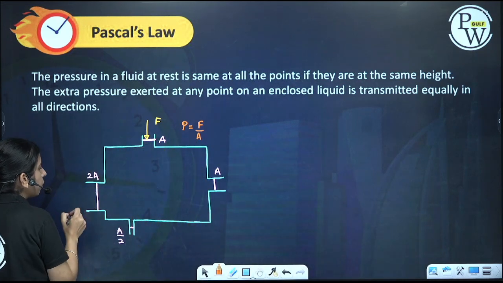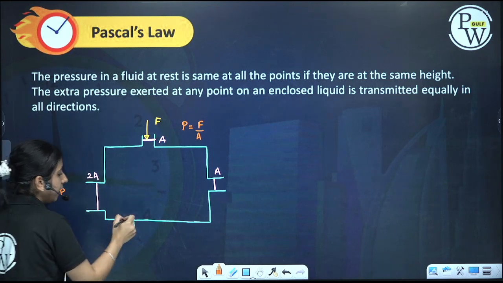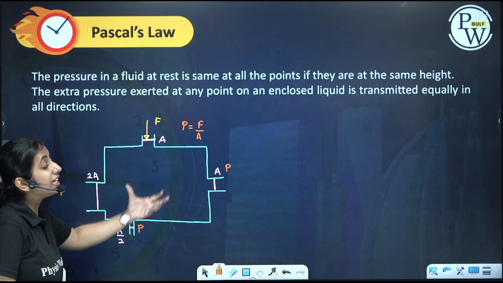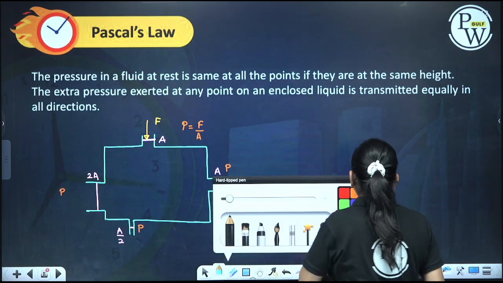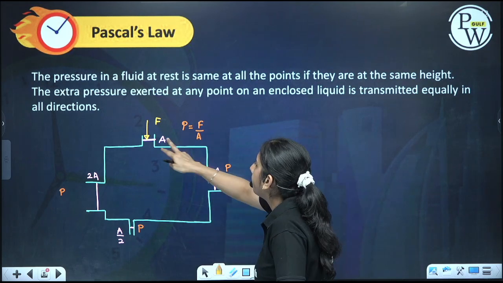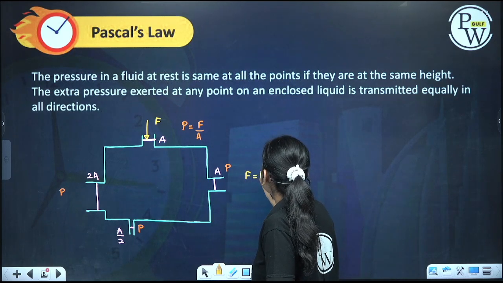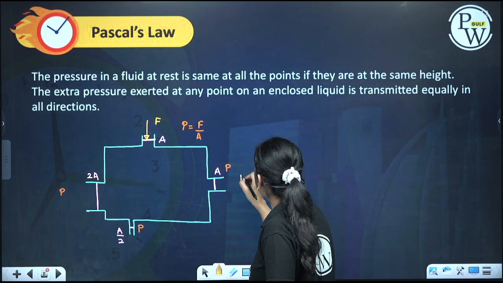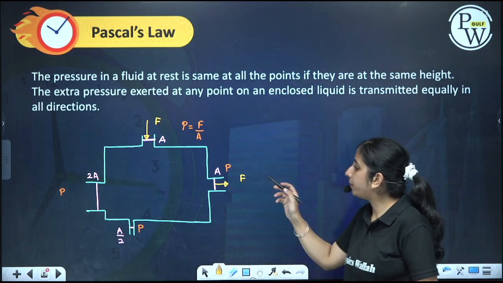That is, if we want to measure the pressure over here, the pressure will also be P, here also P, and here also P. This pressure is equally transmitted to every part of the fluid. Now if we want to calculate the force over here, the area is the same and the pressure is the same, so we can calculate force as pressure into area. Substituting pressure as F by A, the force will be F, acting outwards.